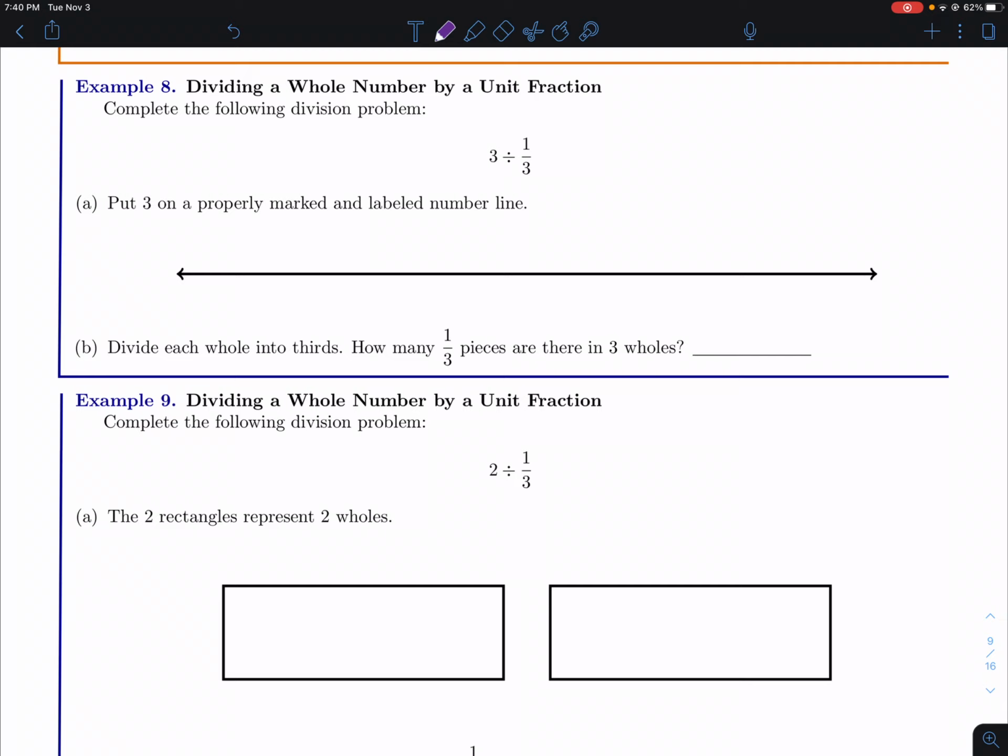All right. So let's take a look at this guy. So we're just taking 3 divided by 1/3. So what we want to do is first mark 3 on a properly marked and labeled number line. So in this case, I need as much space as possible. So there's my number 3, goes way out to here. So again, let me highlight it just so we can see it's this full distance.